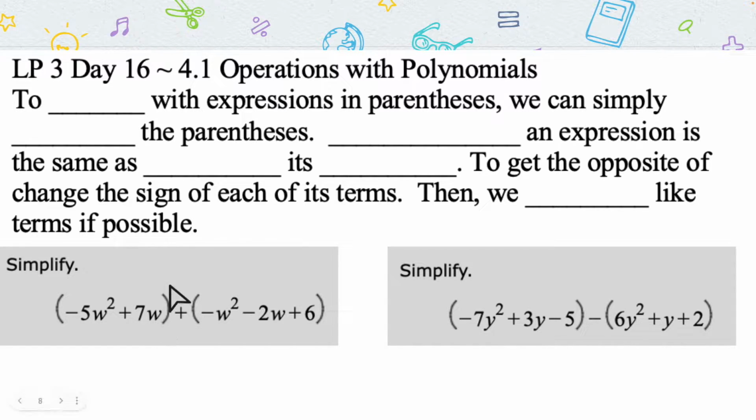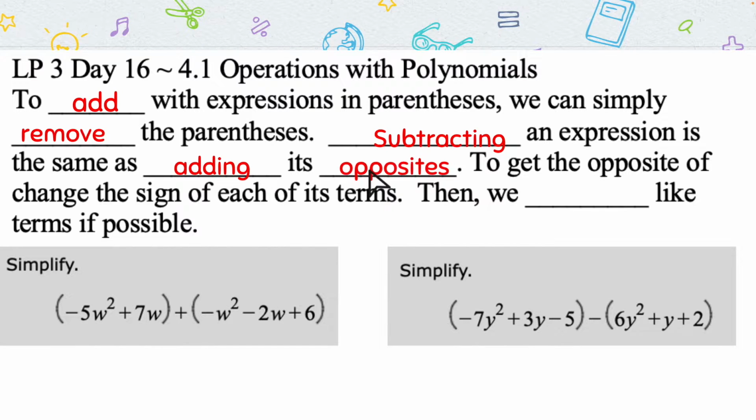To add with expressions in parentheses, we can simply remove the parentheses. So we literally just drop the parentheses and add like terms. Subtracting an expression is the same as adding its opposite. To get the opposite, change the sign of each of its terms. So you just take that negative and distribute it. Each thing inside the parentheses flips signs and then we add, just like we would with this one. Then we combine like terms if there are any to combine.